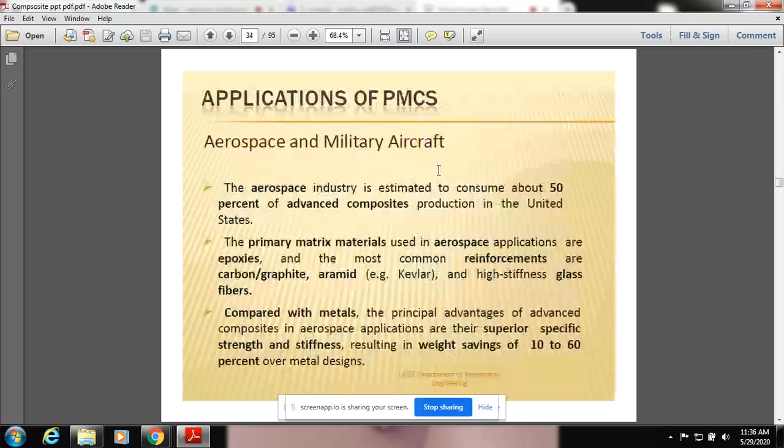of PMC. Now coming to the applications of PMC, the applications of polymer matrix composites. The major applications of PMC are aerospace and military applications. You may ask whether it is only aerospace or military. Yes, we can go for other kinds of applications.